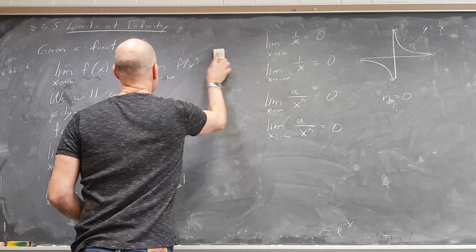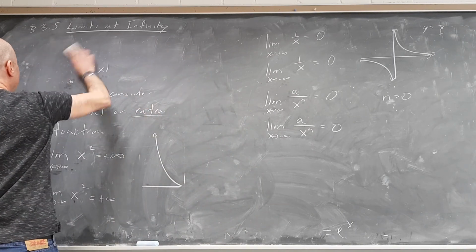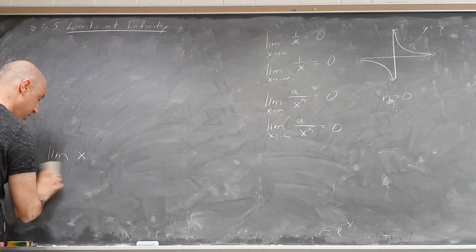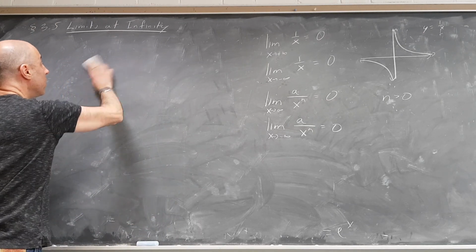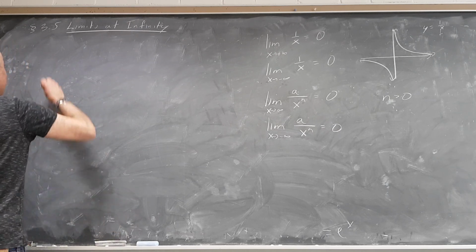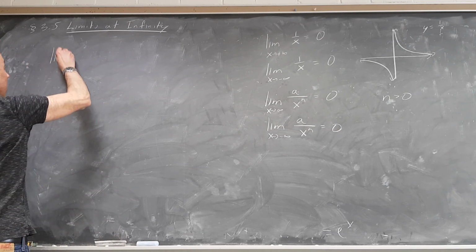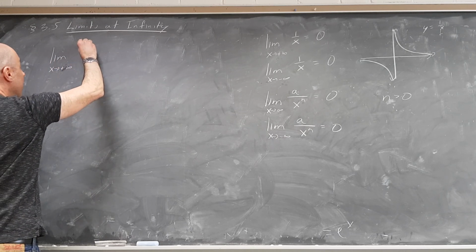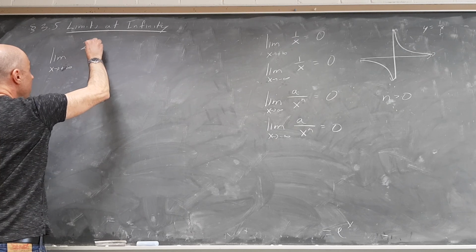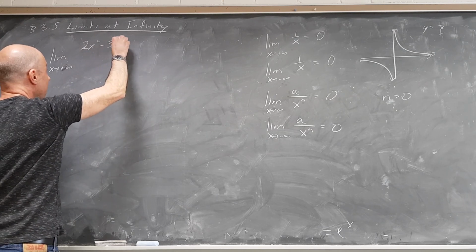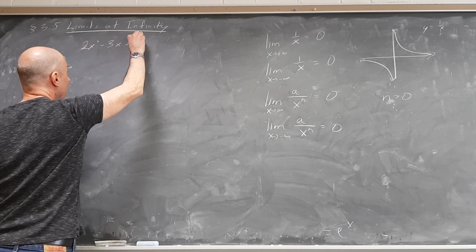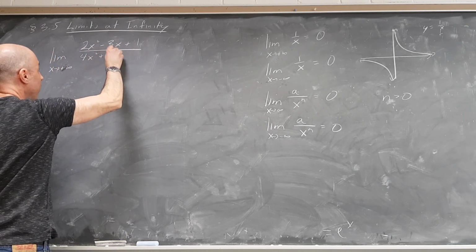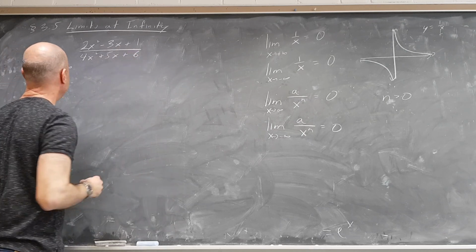Let's take a look at something that's a little less obvious, and we'll need to do some more algebraic work. Let's take a look at the limit as x goes to, say, plus infinity of, let's make it, 2x squared minus 3x plus 1 over 4x squared plus 5x plus 6.